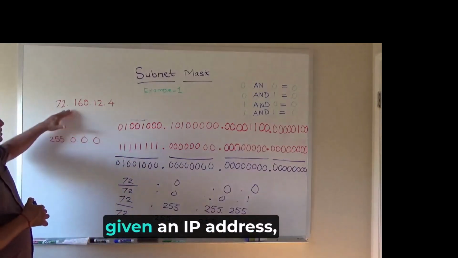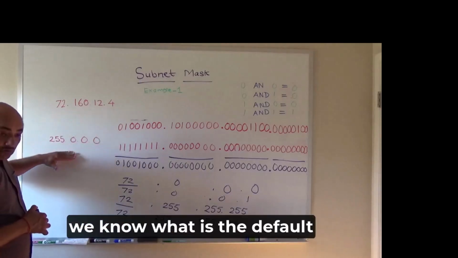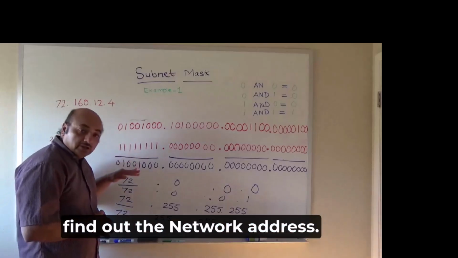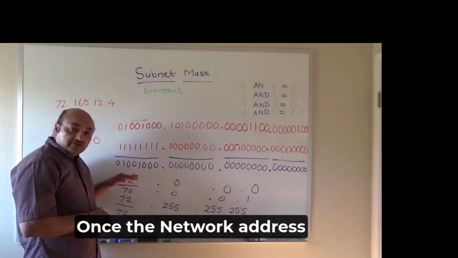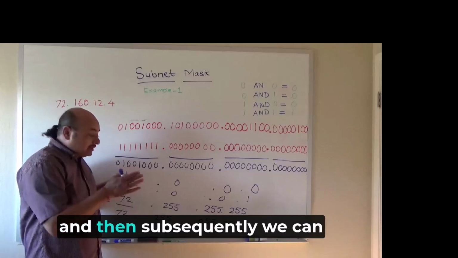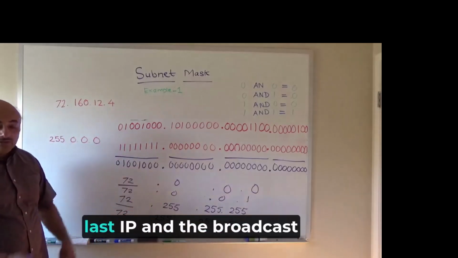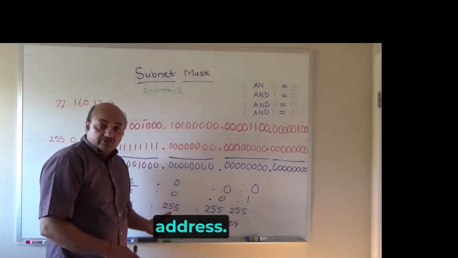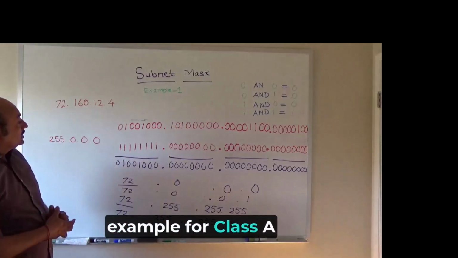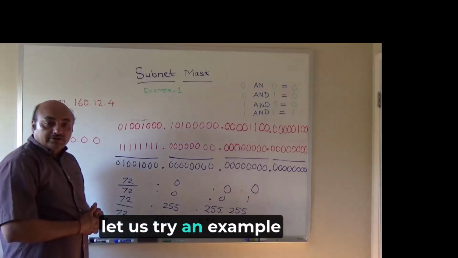So, in a sense, given an IP address, we know what is the default subnet mask. Using the bitwise operation, we find out the network address. Once the network address is determined, we know what is the host part, and then subsequently we can find out the different values for first IP, last IP, and the broadcast address. So that's the example for class A. Next, let us try an example for class B.